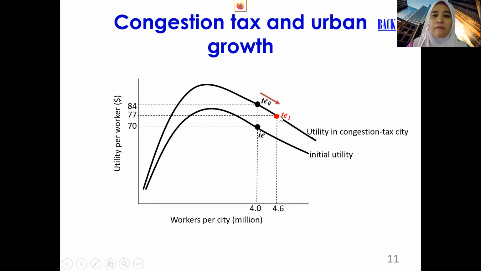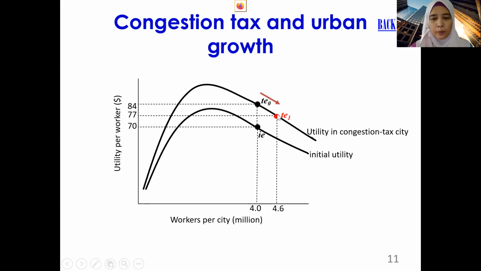Okay, at this level of workers moving to the new city, it will give a new utility point. Since more workers move to the new city, what happens? Crowding begins to happen, right? There will be less public goods to be shared among the larger population. So instead of enjoying $84 as utility, the utility will decrease in the city that introduced the congestion tax.